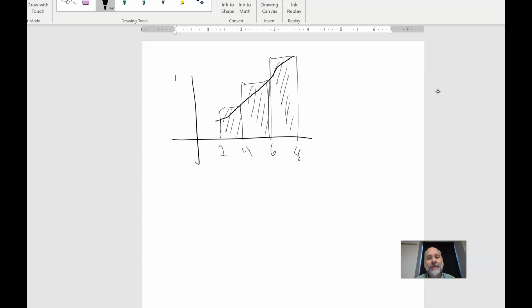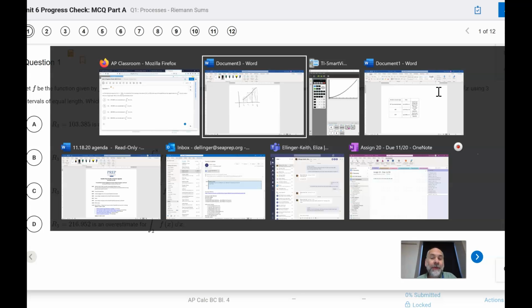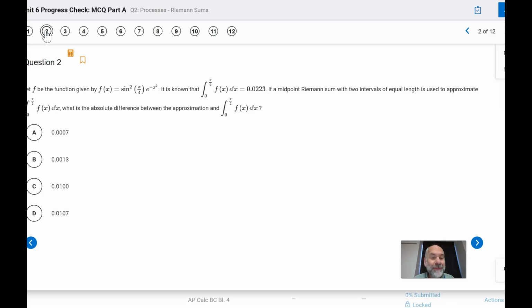Once I see a picture, I go, oh, I know what the right Riemann sum is here. And it asks whether that's an underestimate or an overestimate for the true value of the area. From the picture, you should be able to figure that out. That's about all I'm going to say on that one, because I think that's enough for you to get started if you're stuck.